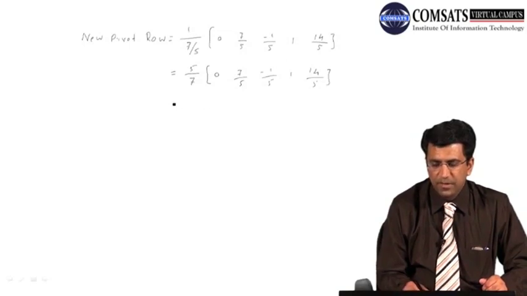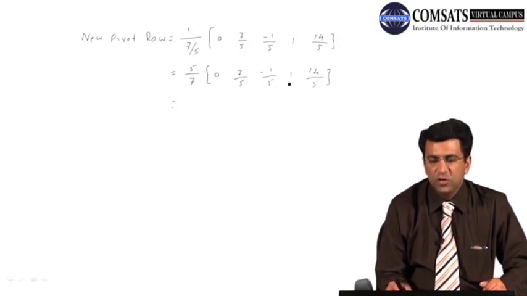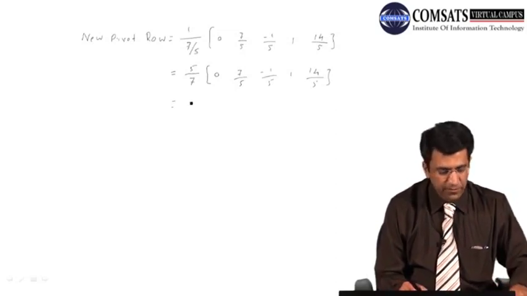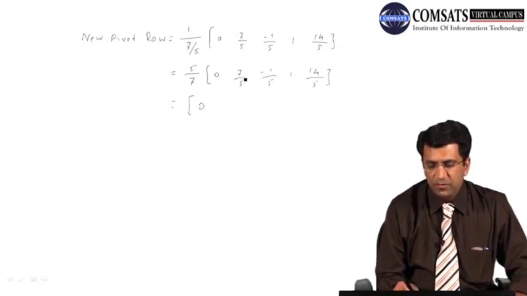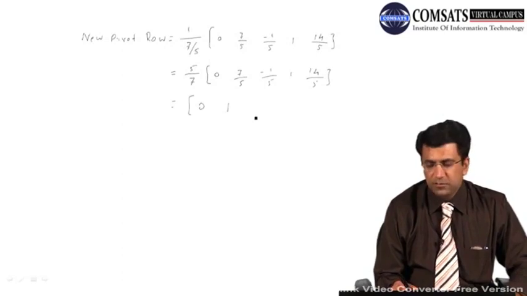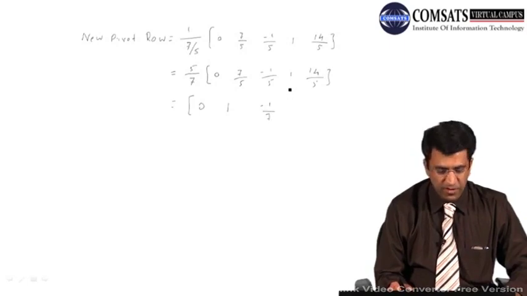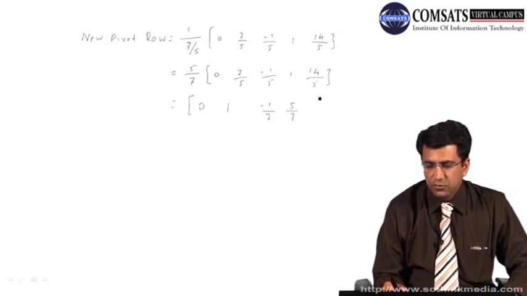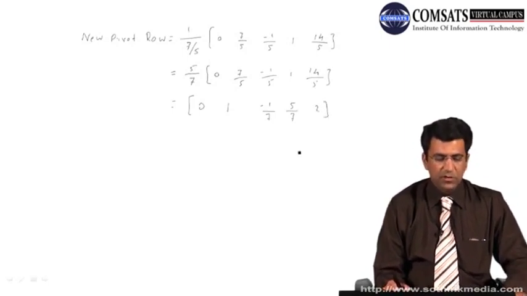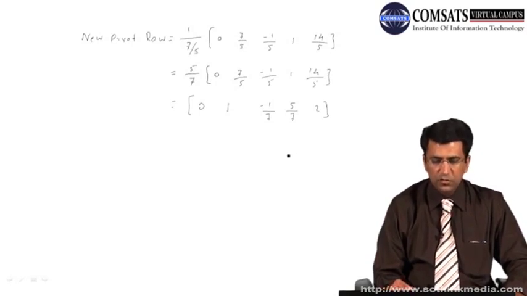Now we will again multiply this particular constant 5 by 7 by each value of the old pivot row, and we will get the values of the new pivot row. 0; 5 by 7 multiplied by 7 by 5 will be equal to 1; 5 by 7 multiplied by minus 1 by 5 will be equal to minus 1 by 7. Similarly, 5 by 7 times 14 by 5 will be equal to 2. So this is our new pivot row, that is 0, 1, minus 1 by 7, 5 by 7 and 2.